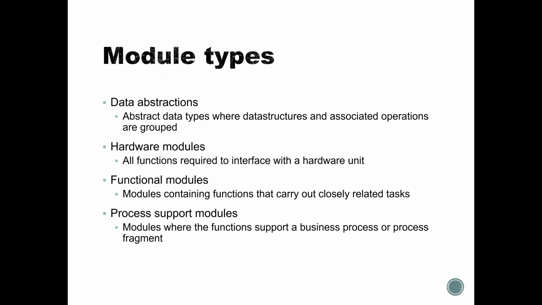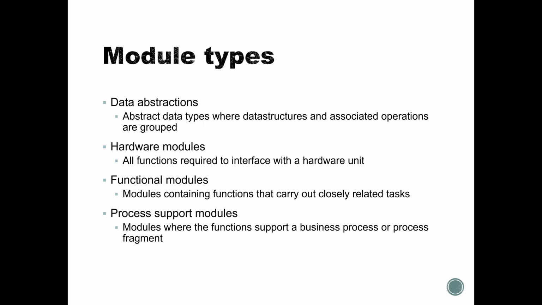So there are different module types when we are performing this restructuring. The first is data abstraction, hardware modules, functional modules, process support modules. So data abstractions are mainly associated with the data structures and the logical and conceptual schemas that are being used, and of course their associated operations. So we are going to group all those things together.